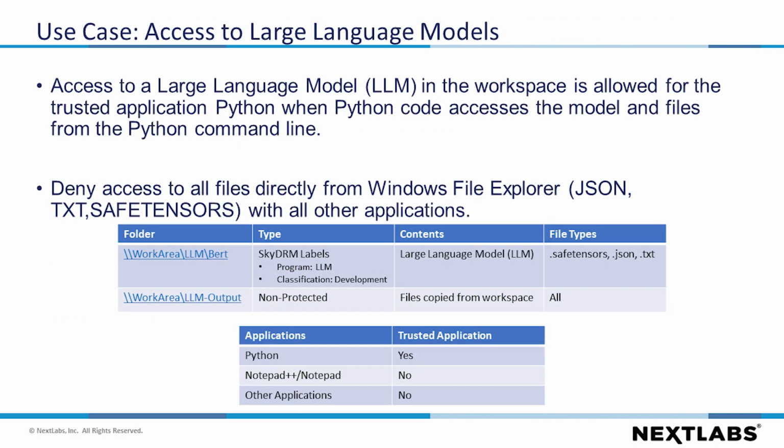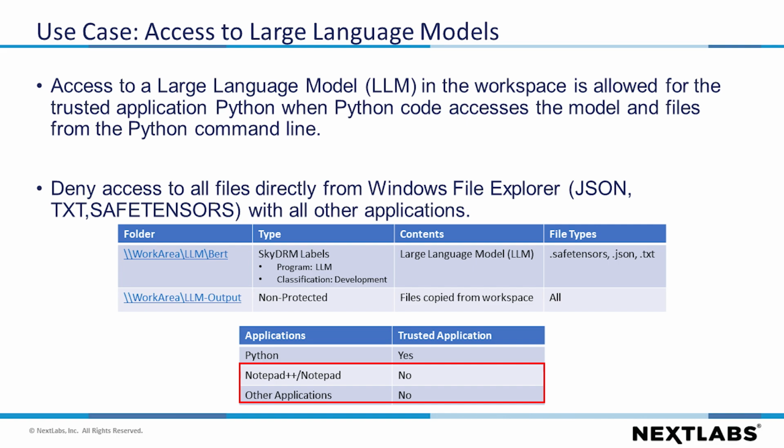Now, let's look at our use case for this demo. The use case that we will show in this demonstration involves access to large language models. Access to the data files associated with a large language model in the protected workspace is only allowed from the Python command line. This is our trusted application. Access to the files associated with a large language model in the workspace from any other application is denied, which we will show by attempting to open the files with other applications through Windows File Explorer.